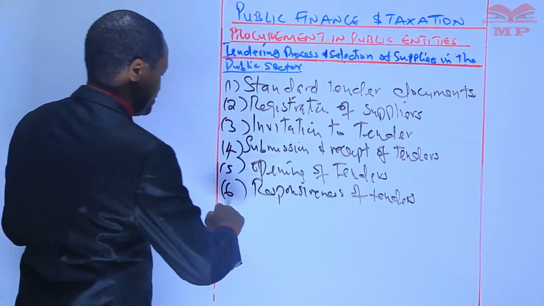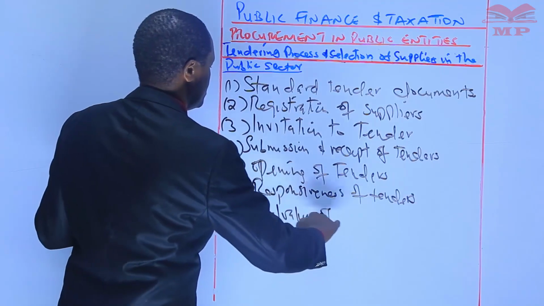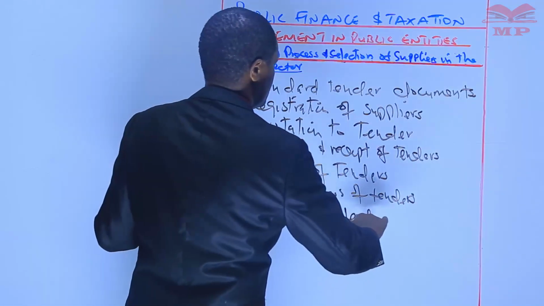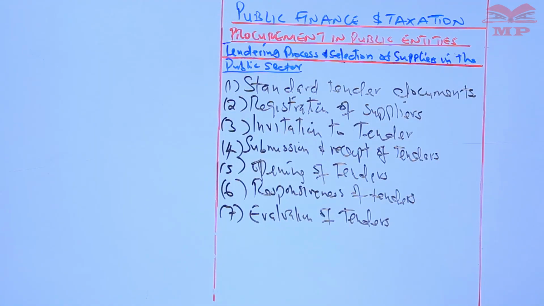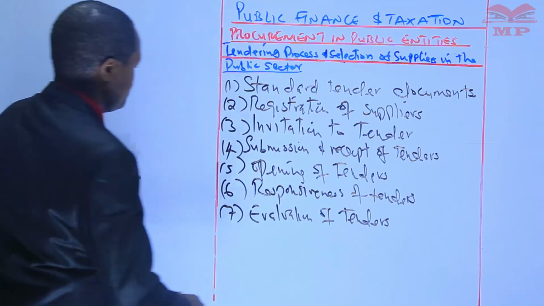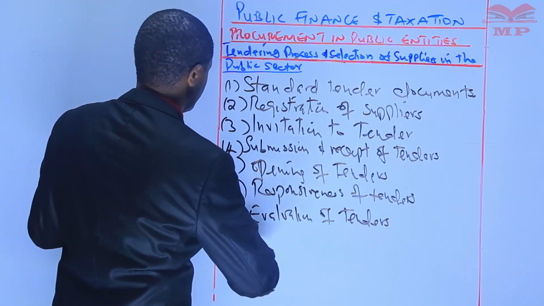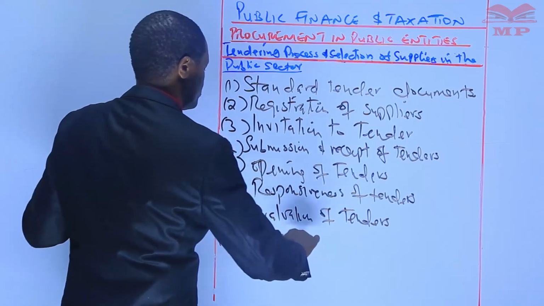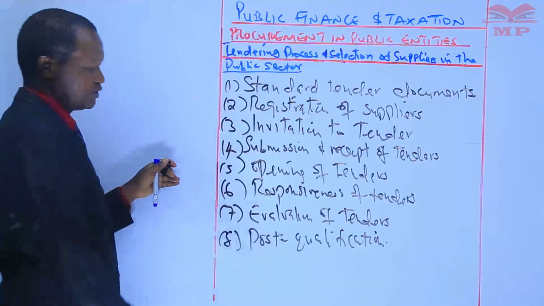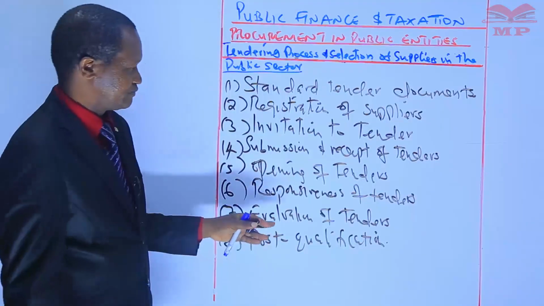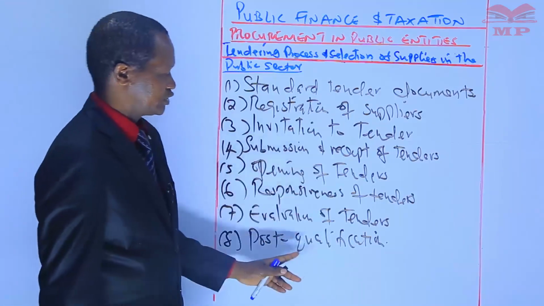Number 7 is the evaluation of tenders. Then we have post qualification. There is the post qualification stage, that is after tenders have been evaluated.